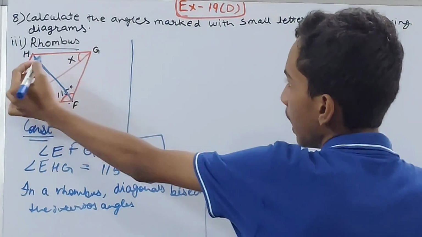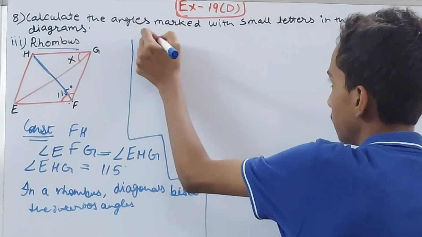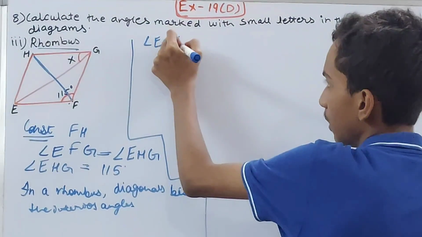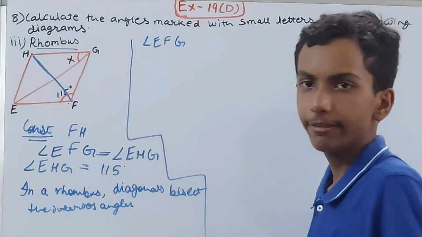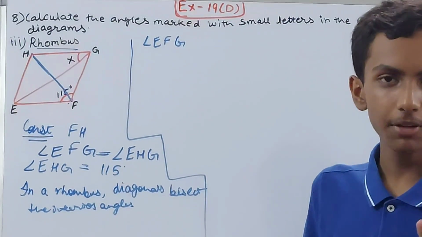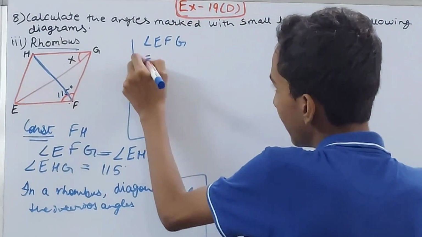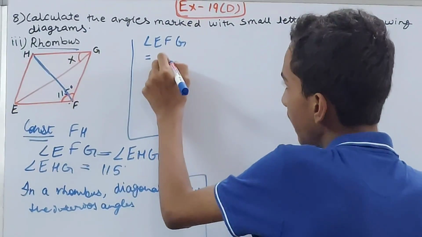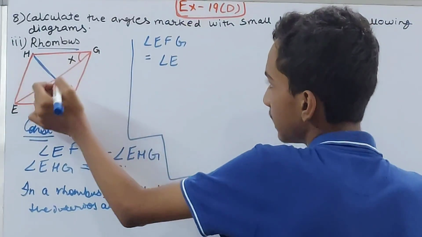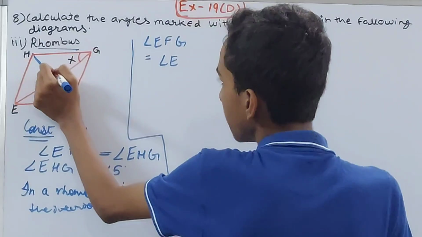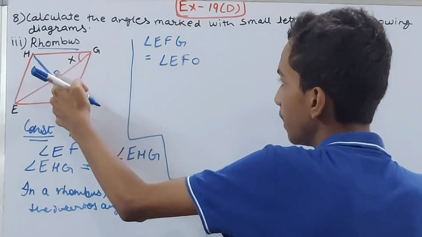See, angle EFG, not H. So angle EFG that is there, it is 115 degrees. So half of angle EFG, that means what? Angle EFH, or wait a second, let's bring a center here, O. EFO. Okay, we are assuming O as our center.